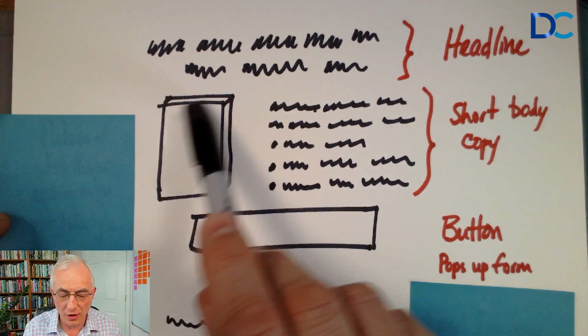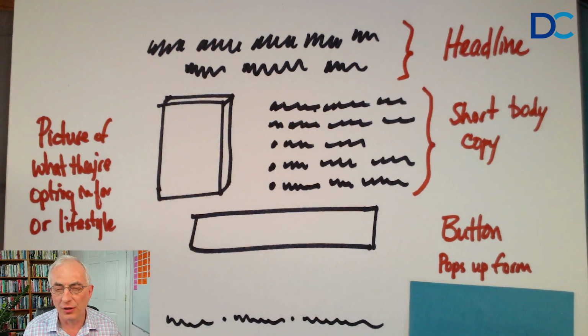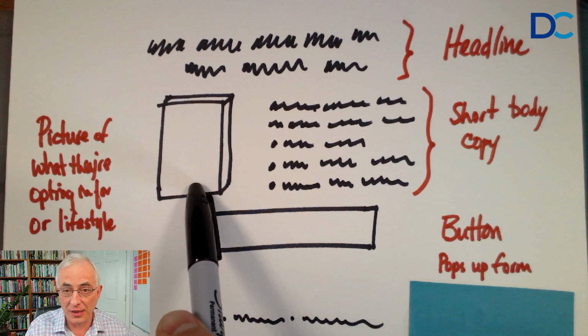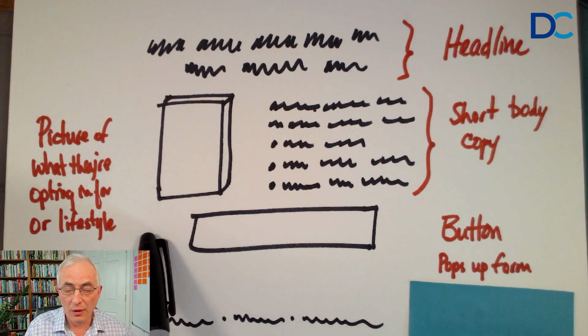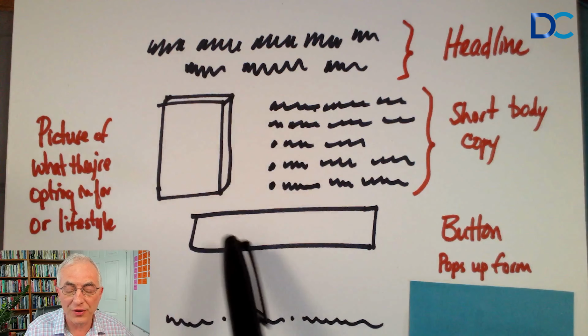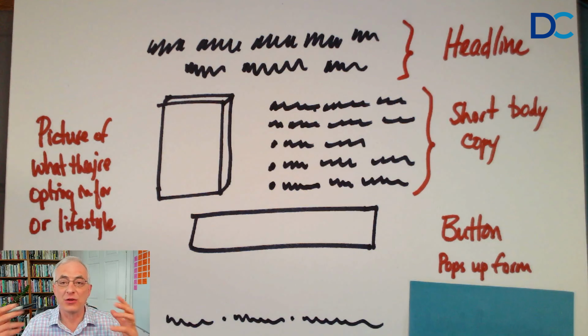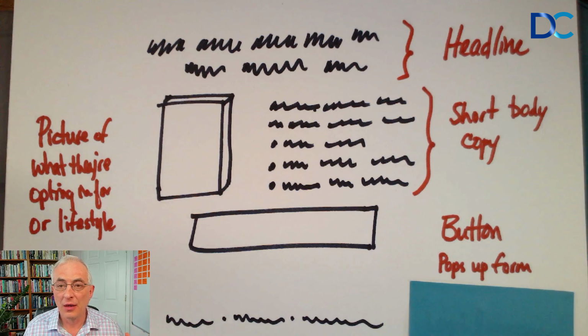Then over here, we've got a picture. Now that picture is really quite important, actually. That picture ought to either be a picture of what they're getting, or it's a picture of what their life will look like after they've gotten that thing. A lifestyle, a transformational kind of picture. And so it's one of those two things.